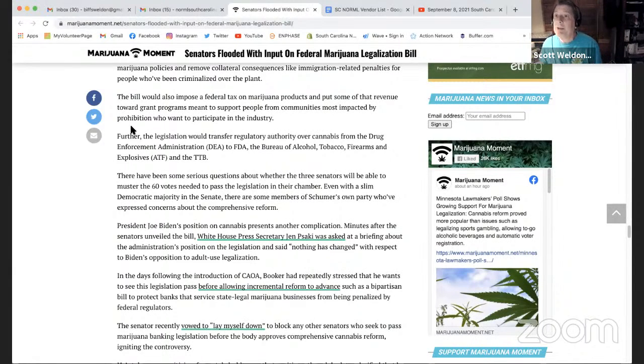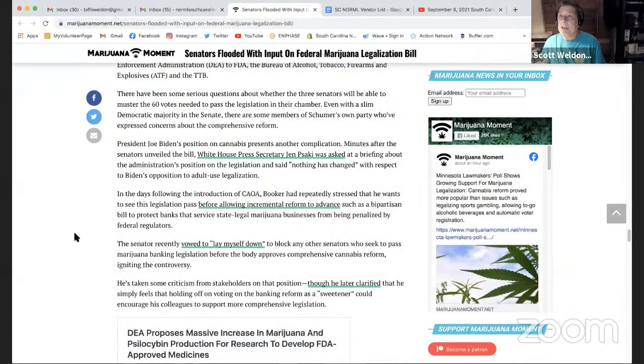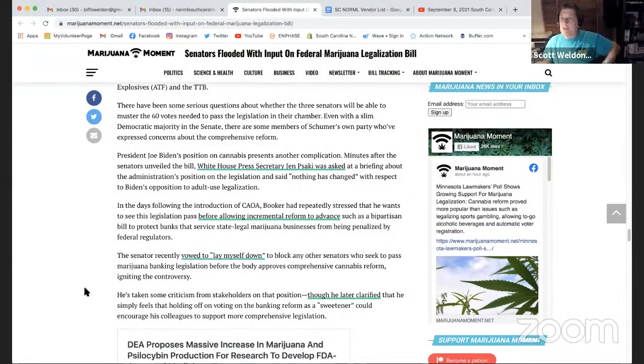Let me kind of finish up here with this. There have been some various questions about whether the 3 senators will be able to muster the 60 votes needed to pass the legislation in their chamber, even with a slim Democratic majority in the Senate. There are some members of Schumer's own party who have expressed concern about the comprehensive reform.